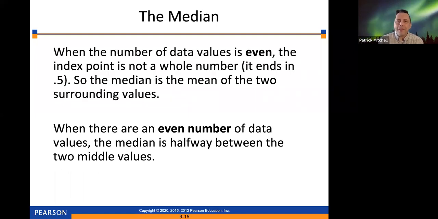Now, what about when the number of data values is even? Then the index point, as I define it, does not come out to be a whole number. Specifically, it ends in a 0.5. All right. So the median in this case would be the mean of the two surrounding values. When there are an even number of data values, the median is halfway between the two middle values.